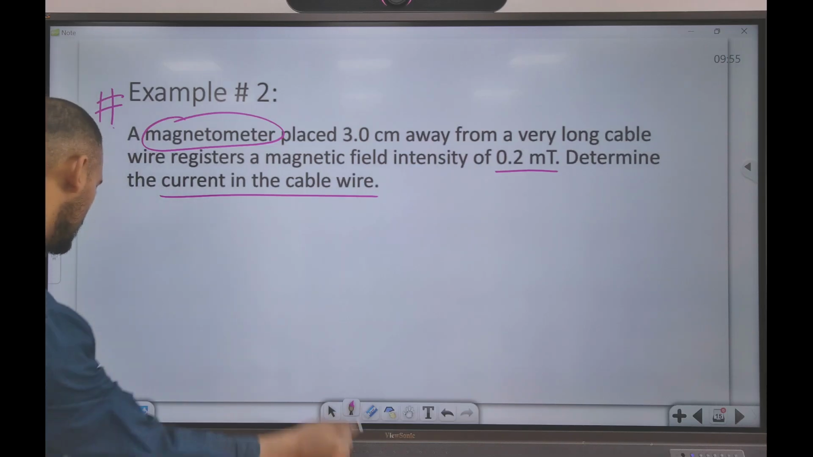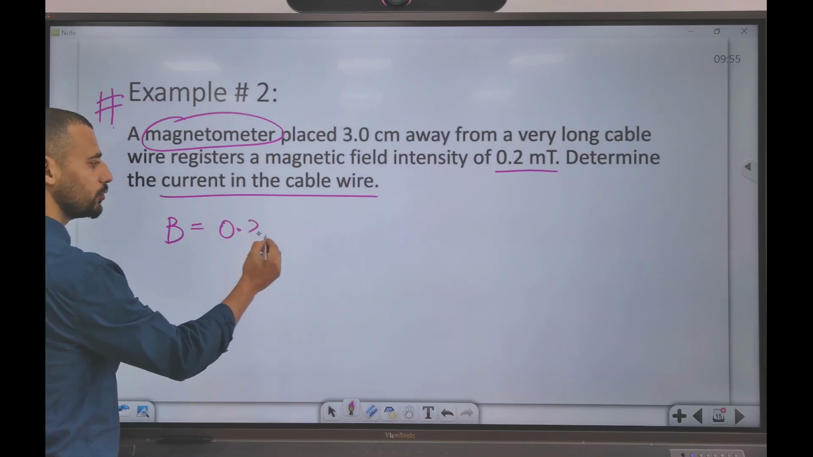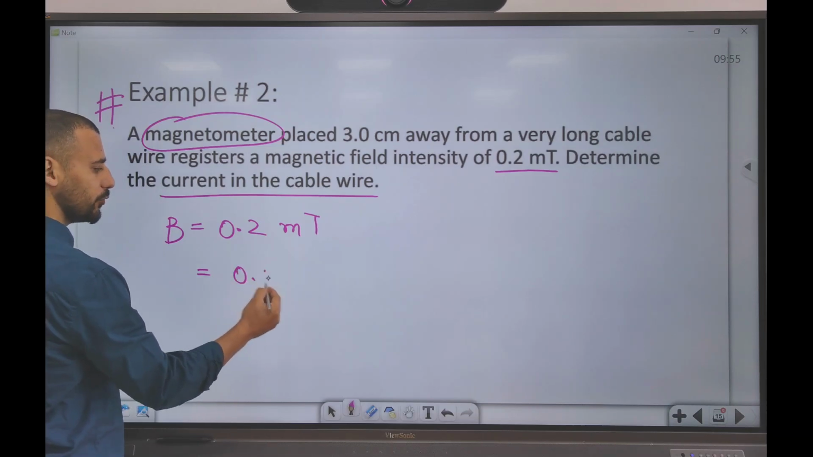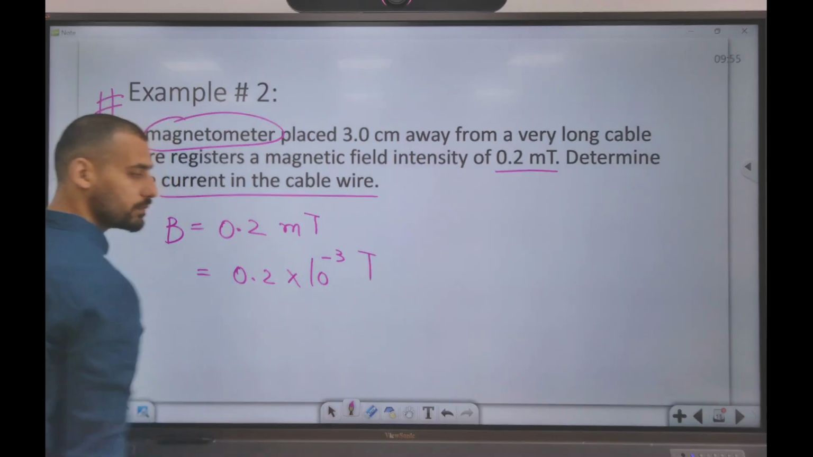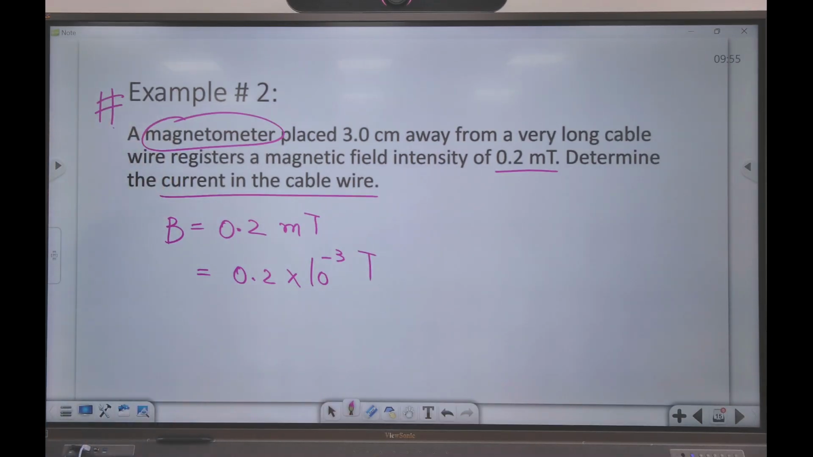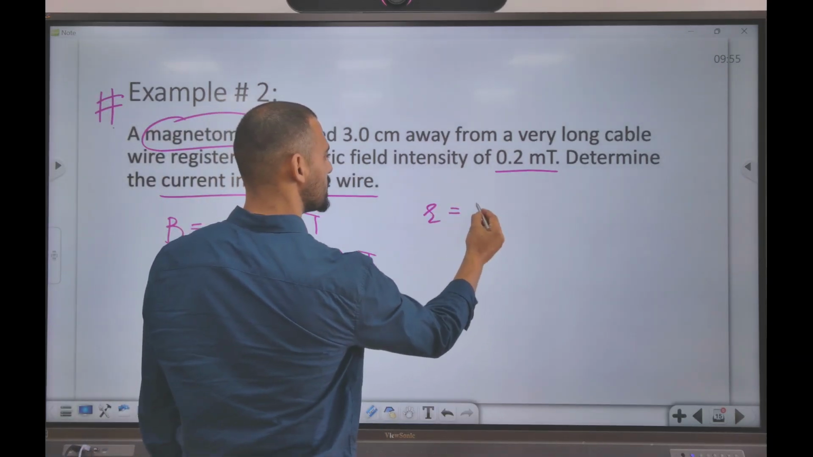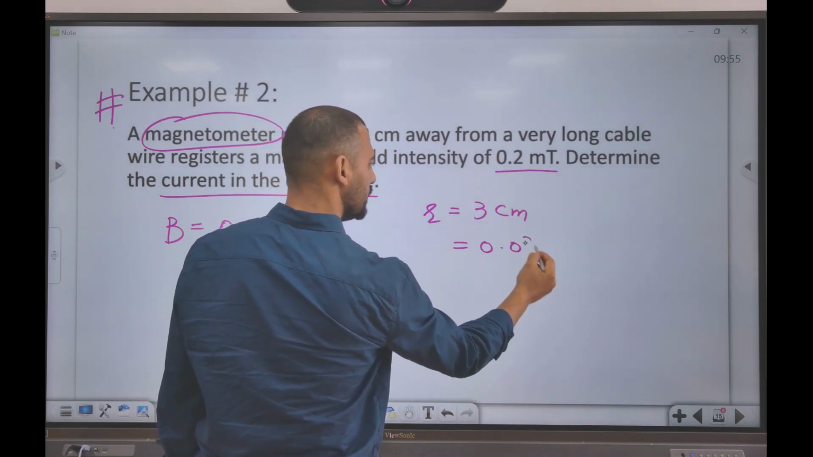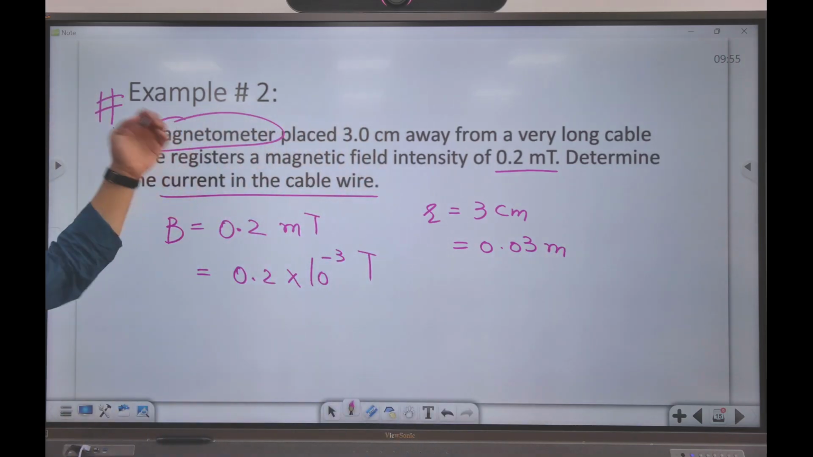So magnetic field is already known. How much is the magnetic field? 0.2 millitesla. Okay. So if you want to change it to Tesla, it is 0.2 times 10 to the power negative 3 Tesla. Distance is also given. It is 3 centimeters, which is 0.03 meters. So we are asked to find the current.